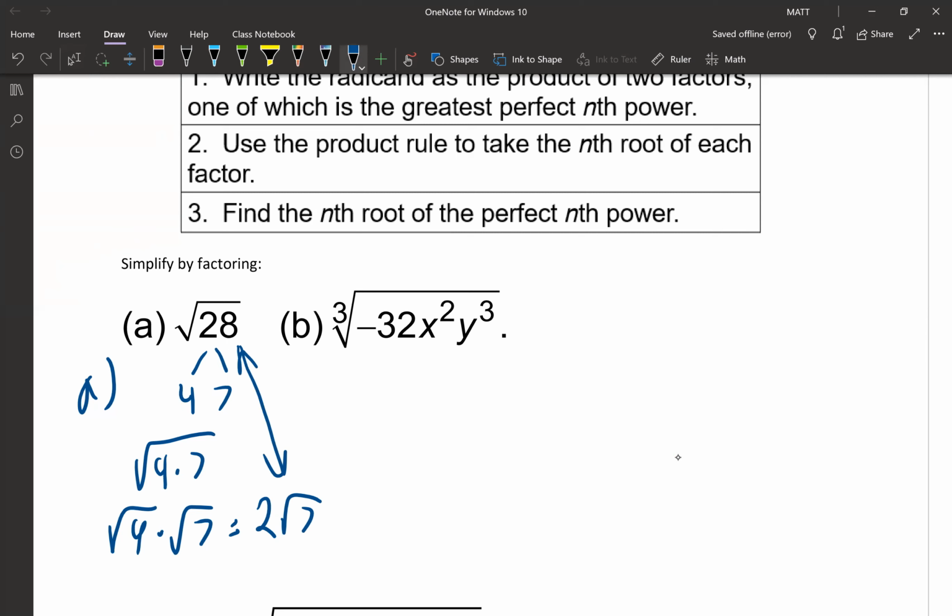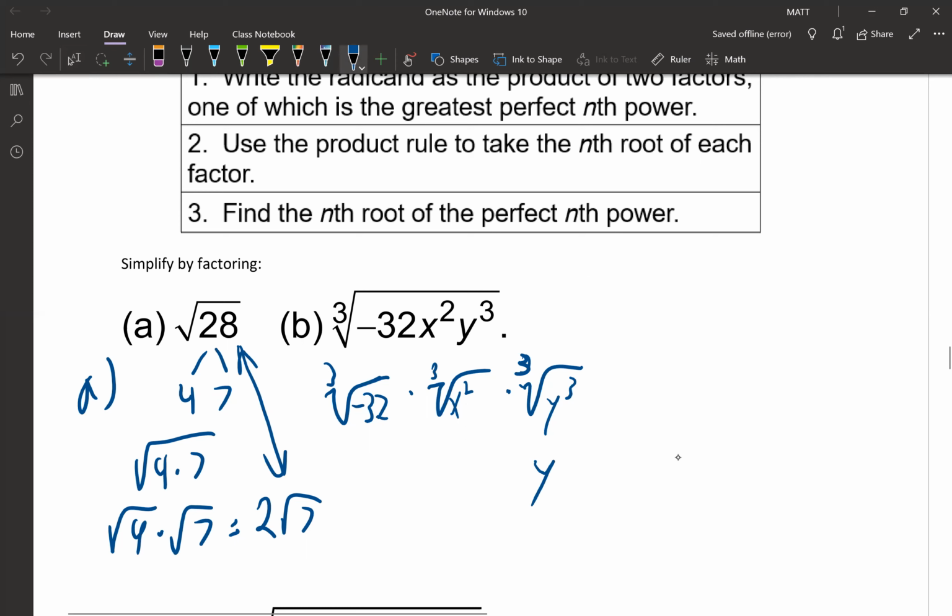So notice that I can split this up. I can say this is the third root of negative 32 multiplied by the third root of x squared multiplied by the third root of y to the third. It's just a 3 up there. Notice that for y to the third, when we take the third root, that's just going to be y. So that'll just be y.